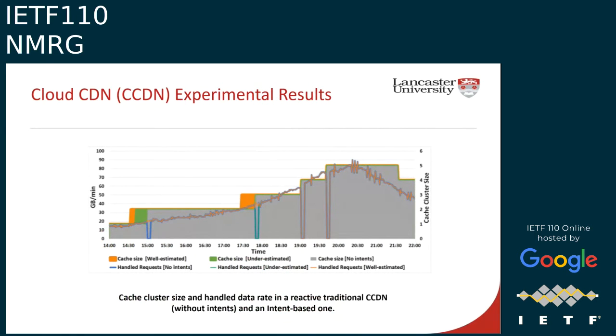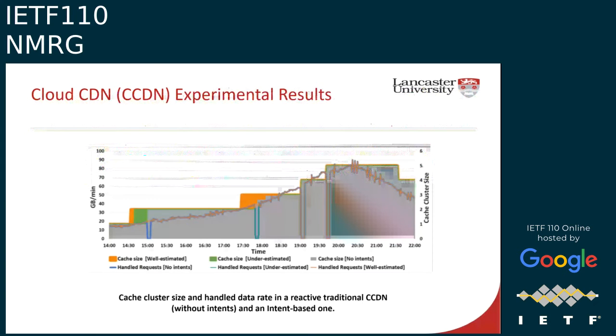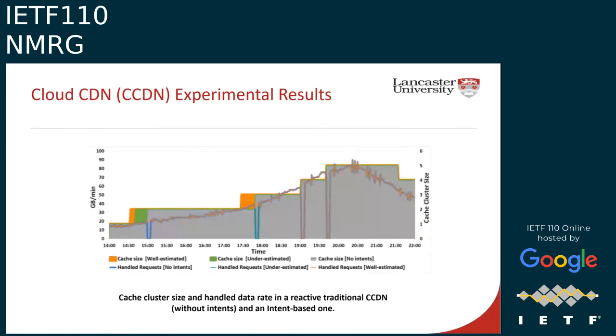So in this figure here, we have shown how the workload has been achieved throughout the day by varying the cache's cluster size, which means adding or removing caches according to the demand. So the baseline is a traditional cloud CDN behavior that reactively scales the cluster. And we have compared this against our intent solution in two cases. The first case is an underestimated intent workload, and the other one is a well-estimated intent. So in both intent cases, we have achieved better workload than the baseline, but of course, with a well-estimated intent, we can get even better results with the workload.